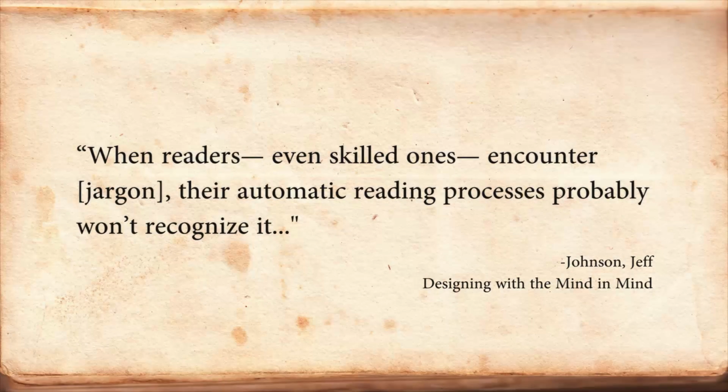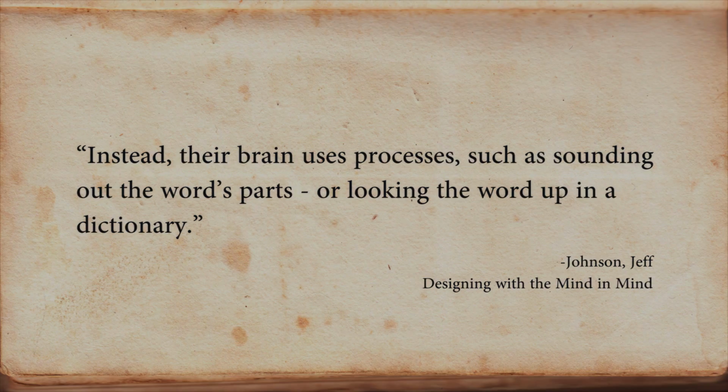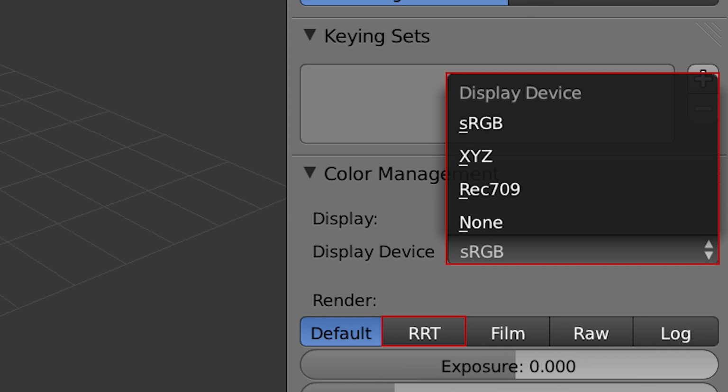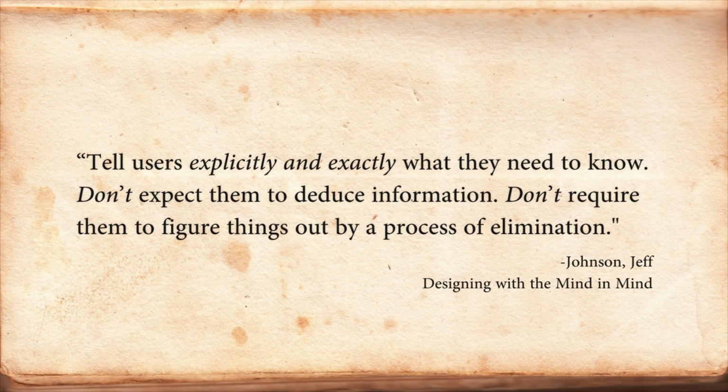When readers, even skilled ones, encounter jargon, their automatic reading processes probably won't recognize it. Instead, their brain uses processes, such as sounding out the word's parts or looking up the word in a dictionary. There's also the case of acronyms, like with all the shaders ending with BSDF. Now, since this information serves little use to the user, it's probably more likely to scare them, and therefore it could be removed. Tell users explicitly and exactly what they need to know. Don't expect them to deduce information. Don't require them to figure things out by process of elimination.